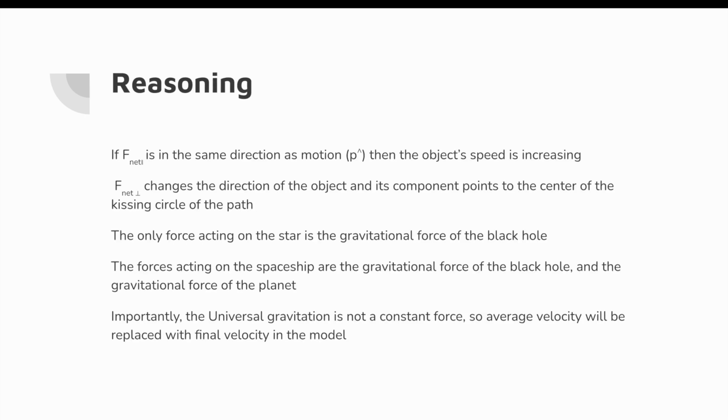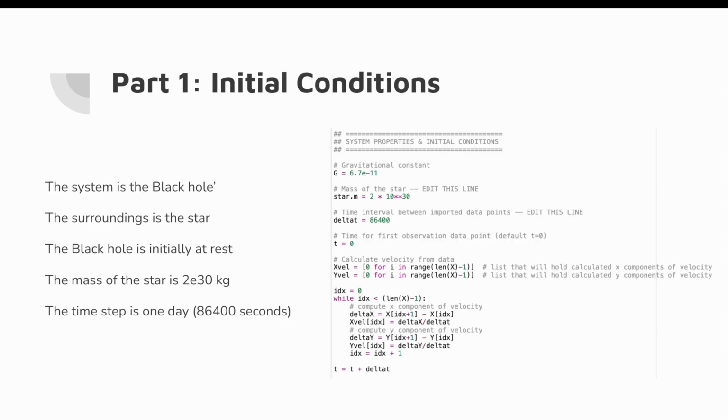Reasoning. If F net parallel is in the same direction of motion, then the object's speed is increasing. If F net is in the perpendicular direction, it changes the direction of the object, and its components point towards the center of the kissing circle path, so the n hat direction. The only force acting on the star is the gravitational force of the black hole. The forces acting on the spaceship are the gravitational force of the black hole and the gravitational force of the planet. Importantly, universal gravitation is not a constant force, so average velocity will be replaced with final velocity in the model. Here are our initial conditions, as shown in the code to our right.